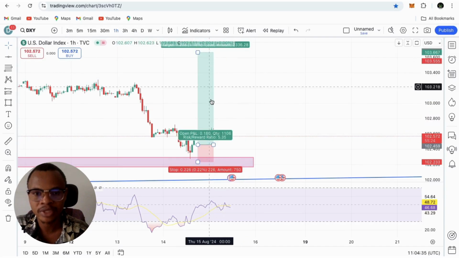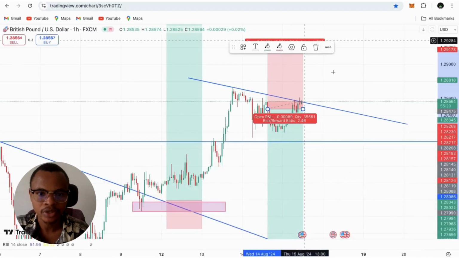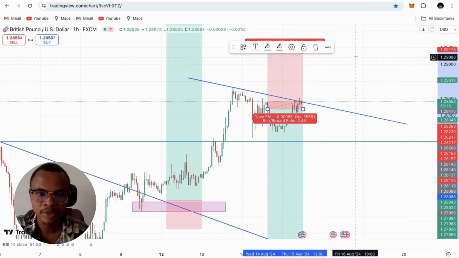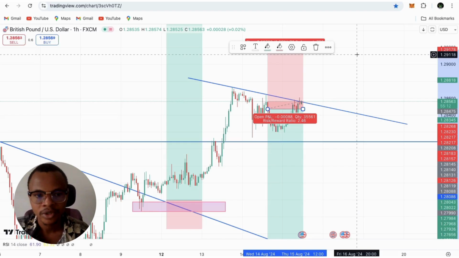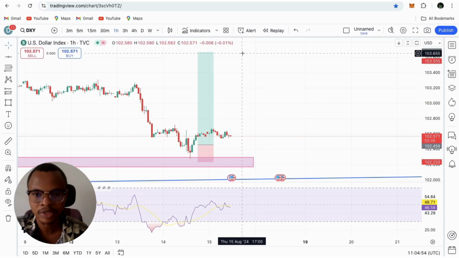So anything that happened in between here and there means nothing. If the Great Britain pound is likely to get to this point, I don't care. That's why I told you that you can't trade this if you don't have a big account. The only thing I care about is when DSY gets to this point. That's all I care about.